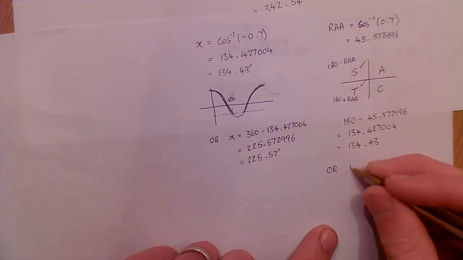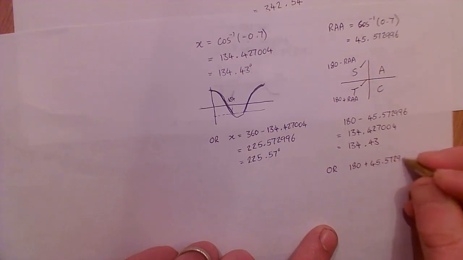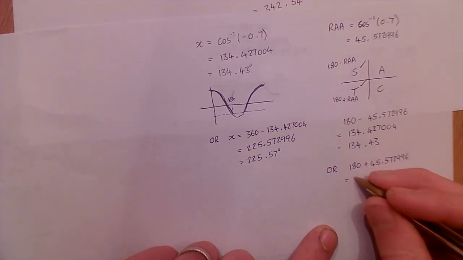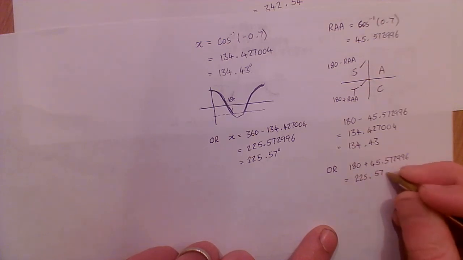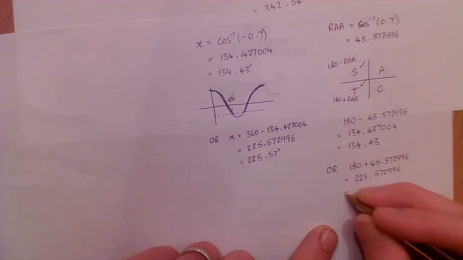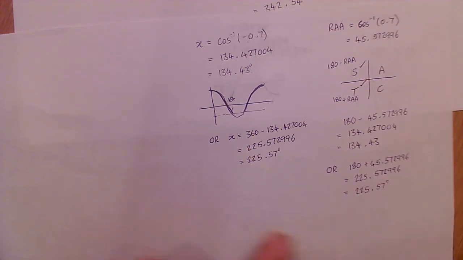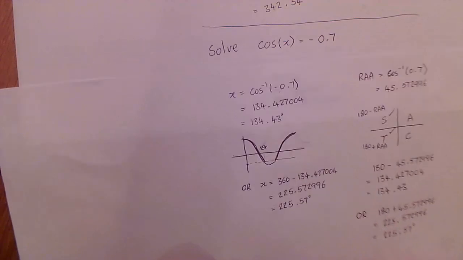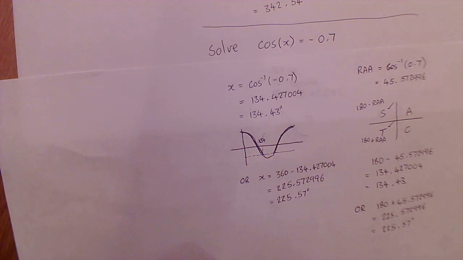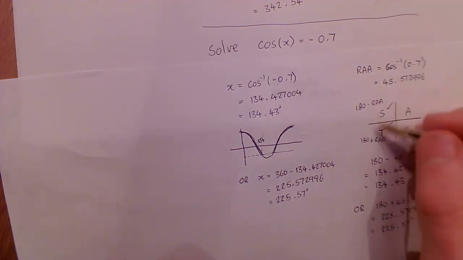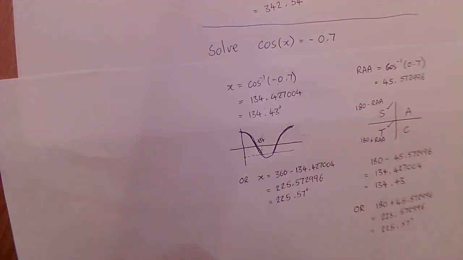Or we get 180 plus that angle that we got. And if we do that, we get 225.572996, and we can round that to 225.57 degrees. As I say, I don't mind which method you have used. Both of them give us the same answers. It really is a choice on what you find easier to understand. This is quite methodical. It's always doing these calculations. This requires a bit more interpretation and looking at the graph to figure it out.